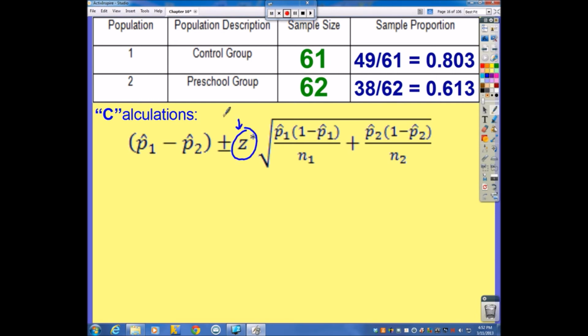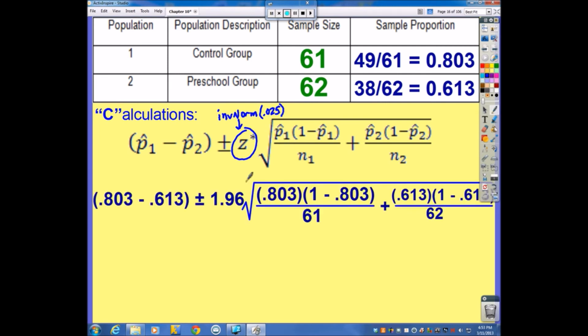And again, to get the z, you're going to do inverse norm and then the tail area. I mentioned earlier we are doing a 95% confidence interval, which means our tail area is going to be 0.025. So punch that in your calculator, and you should get 1.96. So this is saying we can add and subtract as much as almost 2 standard deviations away from our mean value here. So here are all the numbers that you should have.